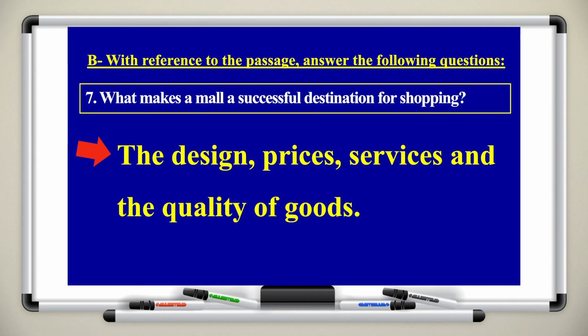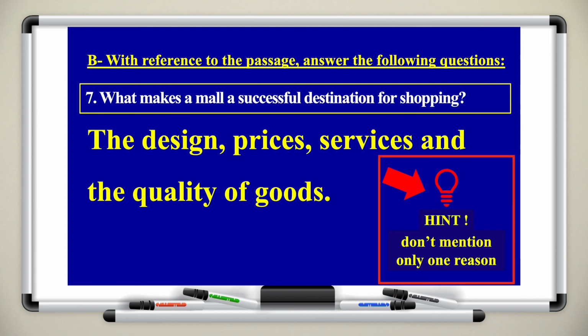So the answer is the design, prices, services, and the quality of goods. Also, pay attention to the question itself. Most likely, you'll have to mention more than one reason or more than one thing in the answer. So pay attention to that.